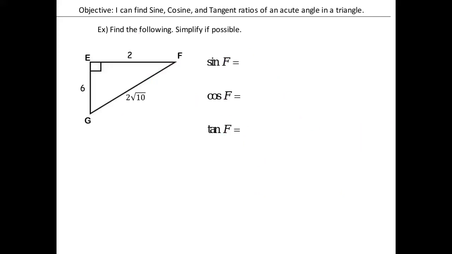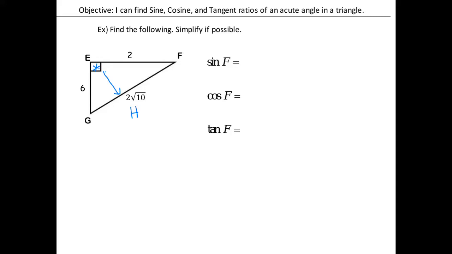All right, so looking at this example now, notice I have a 2, a 6, but this time I have a 2 root 10. So let's see what happens here. First, let's label the sides. I have my right angle. Across the right angle is which side? Opposite, adjacent, or hypotenuse? Hypotenuse. So I'm going to put H for hypotenuse.